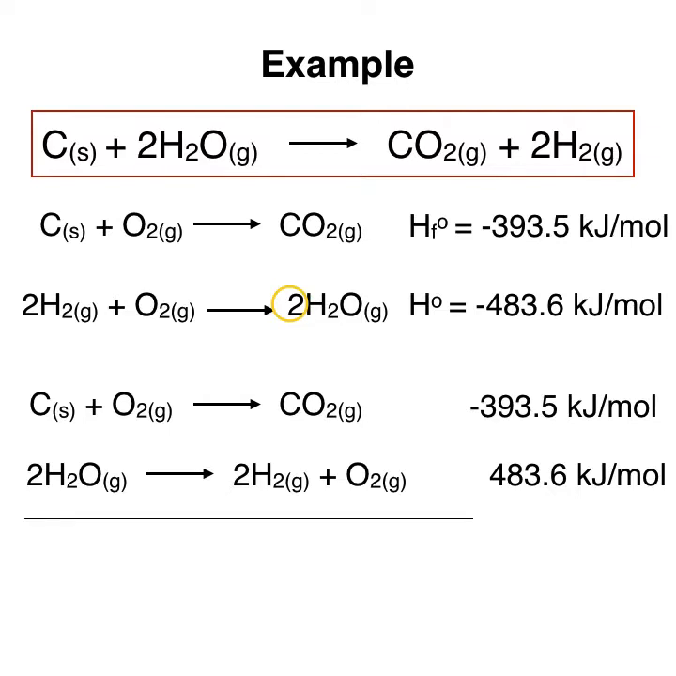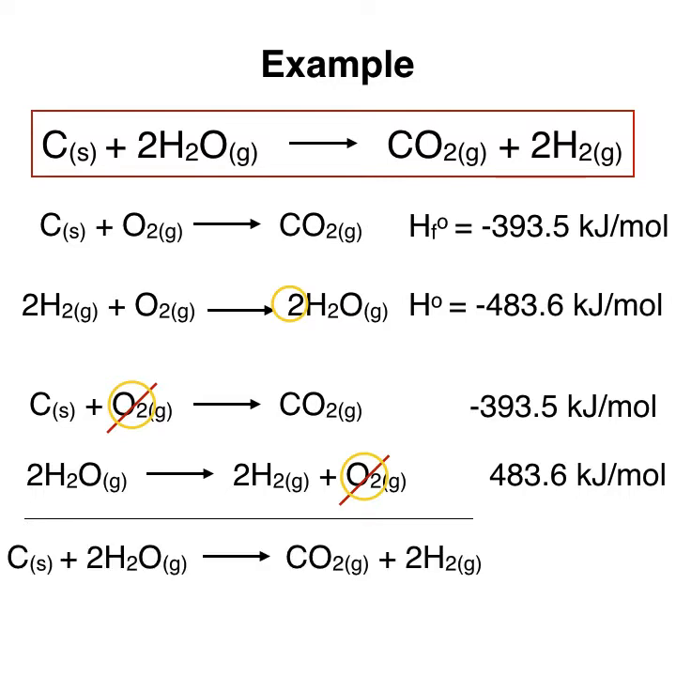We can see that we have oxygen gas as a reactant in the first equation and as a product in the second equation, which means they will cancel each other out. Now, adding up our two steps, we get our desired equation. Adding up the enthalpies, we get an overall enthalpy change of 90.1 kilojoules per mole. This tells us that the standard enthalpy change of our desired equation is 90.1 kilojoules per mole of solid carbon.